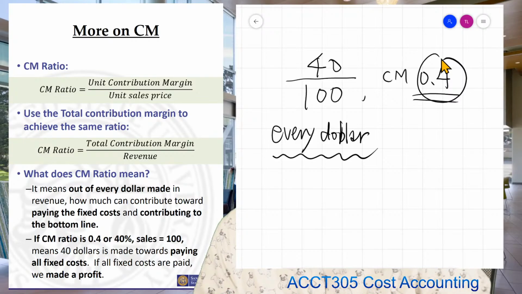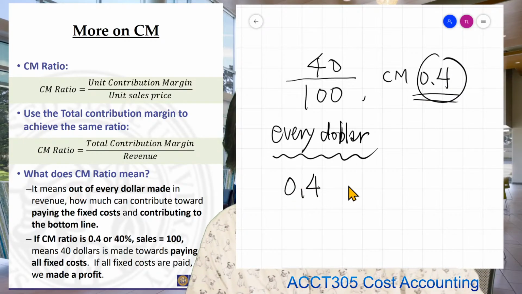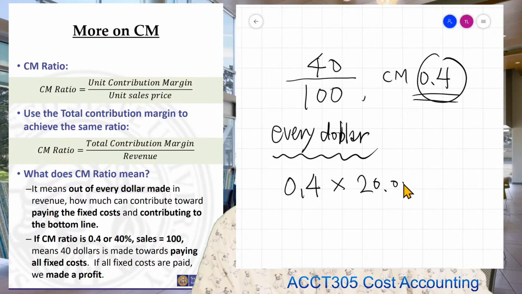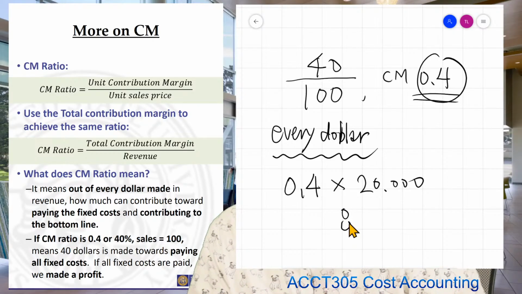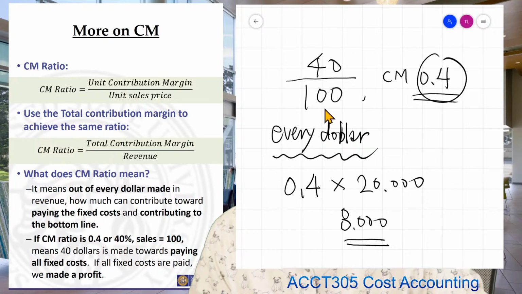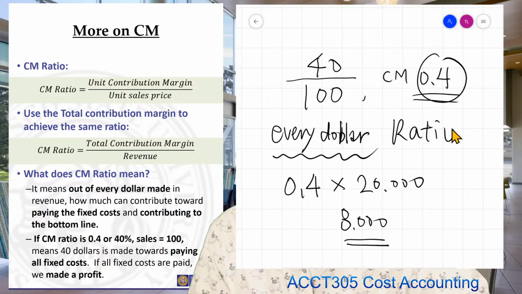So from this perspective, we know 0.4 times, if our revenue is 20,000, right? Then our contribution margin will be 8,000. So that's what ratio form means. Ratio, when your denominator becomes 1.